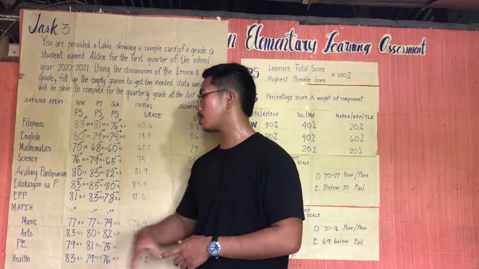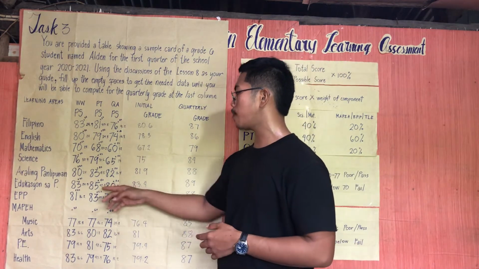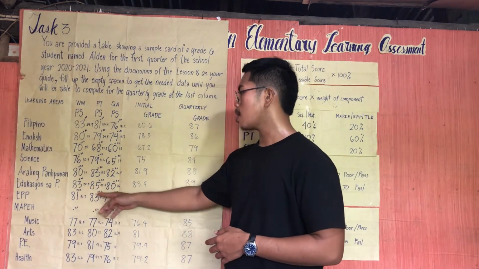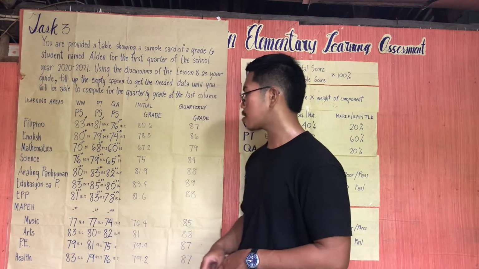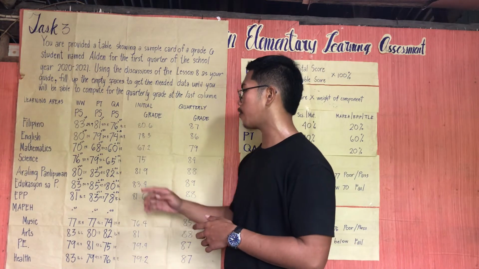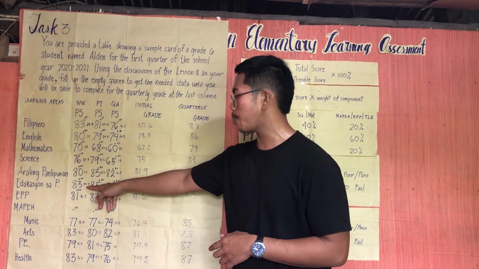Also, for the another subject, Edukasyon sa Pagpapakatao, the given percentage score of written works is 83, and we will multiply it by 30 because 30 is the corresponding weight of component for the subject, and we got the answer of 24.9.